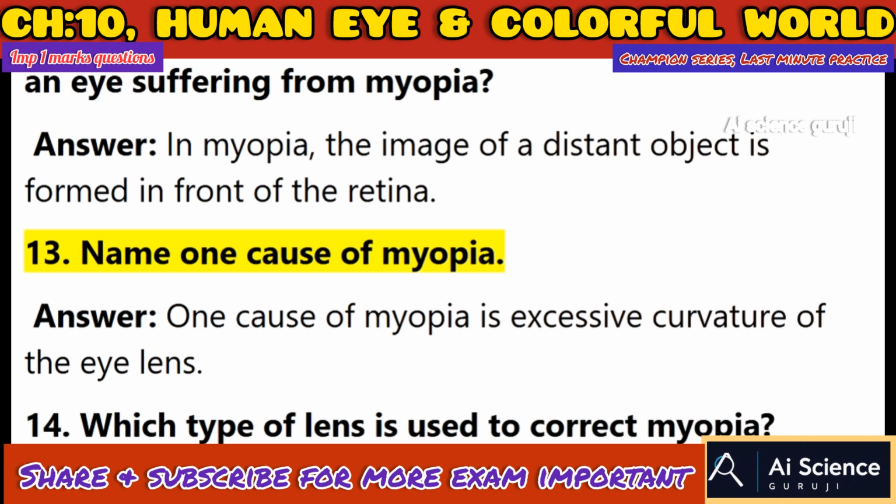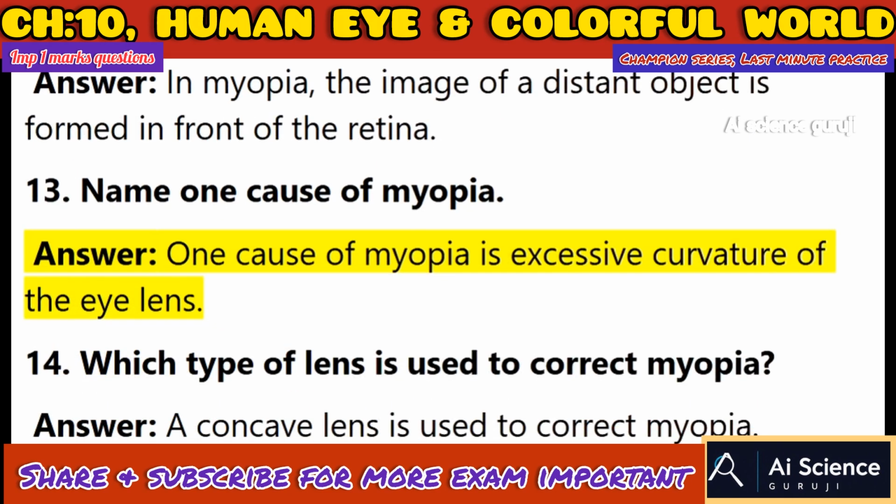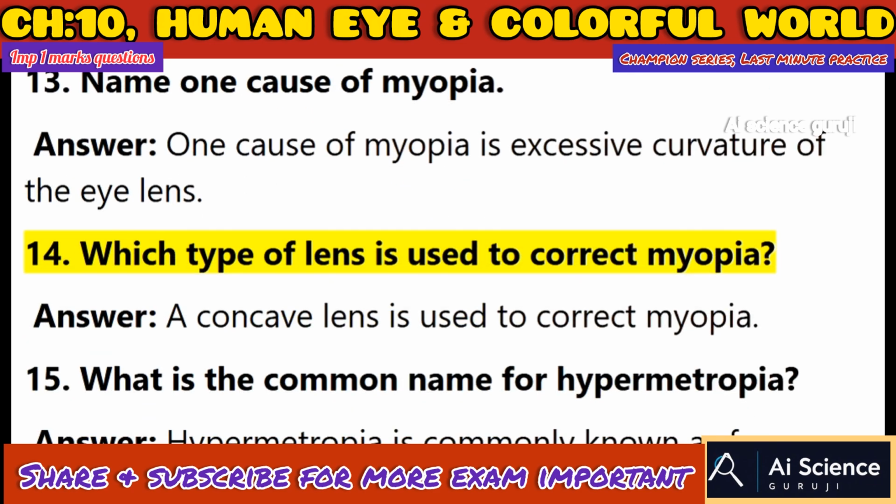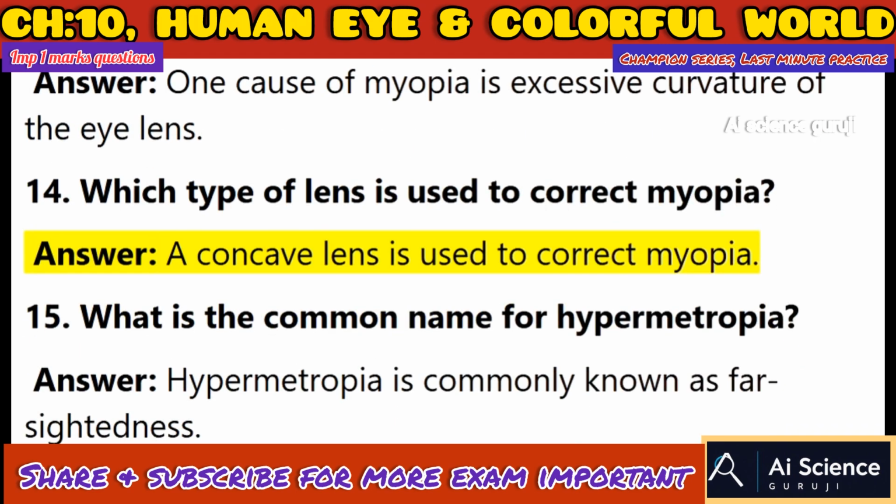13. Name one cause of myopia. Answer: one cause of myopia is excessive curvature of the eye lens. 14. Which type of lens is used to correct myopia? Answer: a concave lens is used to correct myopia.